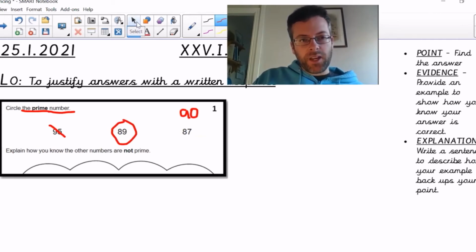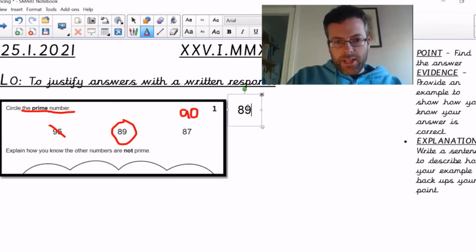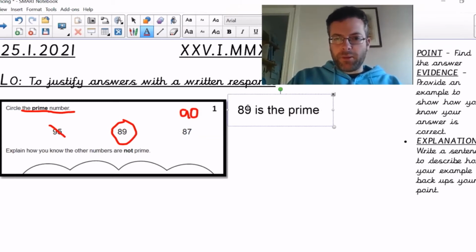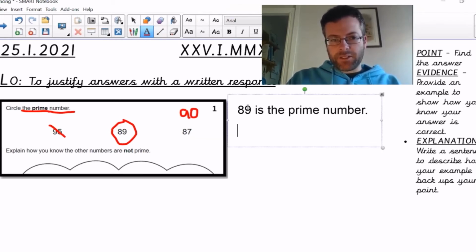So then when I start to write my evidence for that, one size smaller again, my point is something like 89 is the prime number. Okay. Now my evidence for that is 95 has a factor of 5.